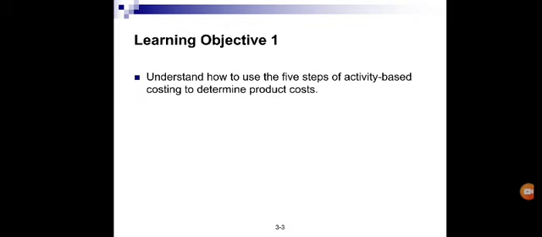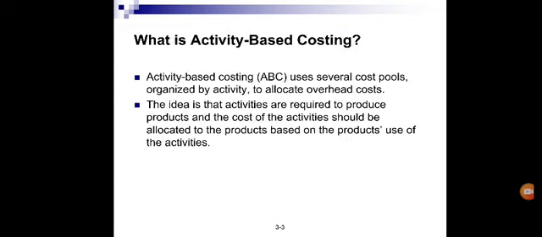So now we see what is the activity-based costing system and how it works. Activity-based costing system uses several cost pools organized by activity to allocate overhead costs. The idea is that activities are required to produce products, and the cost of the activities should be allocated to products based on the product's use of the activities.